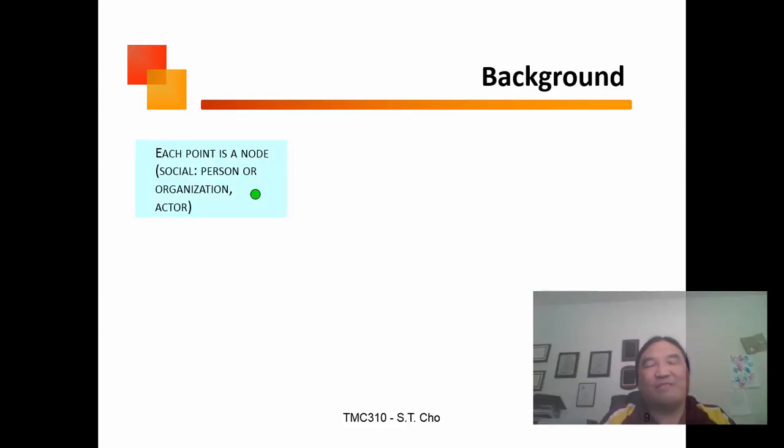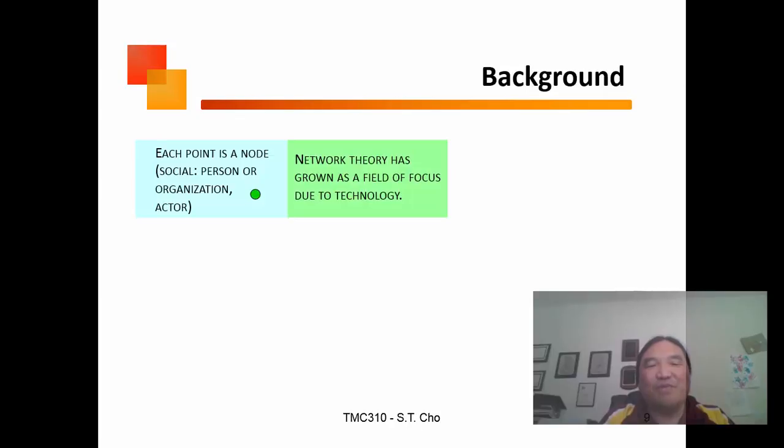So what are the pieces? First of all, there's something called a node. And a node could be a person, an organization, or some type of group.